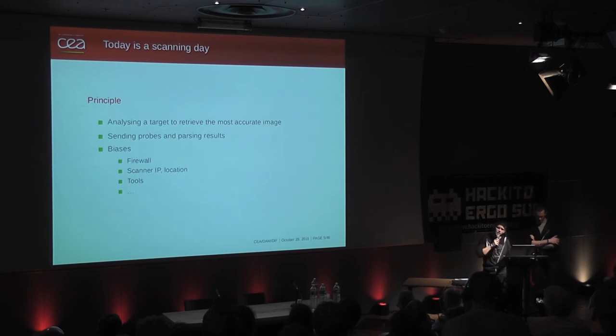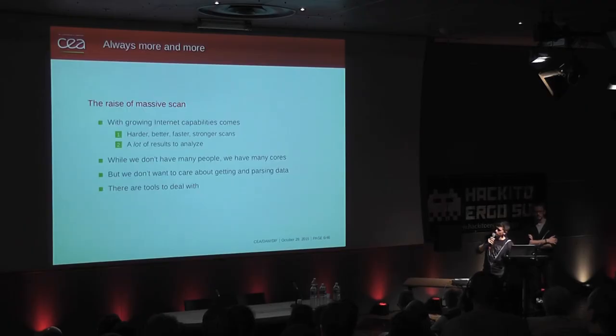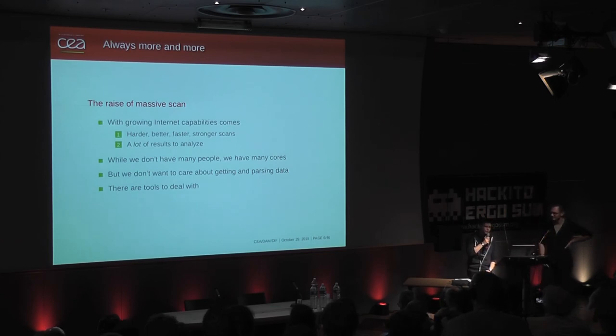We also have to know that we have some biases, because I'm making my scan from my home. Maybe my internet provider will just cut some packets, or the target may have a firewall. My IP can be filtered, or the target may want to show me something that is wrong. And the tool we use, for instance Nmap, by default just scans the top 1,000 ports that it considers the most frequent.